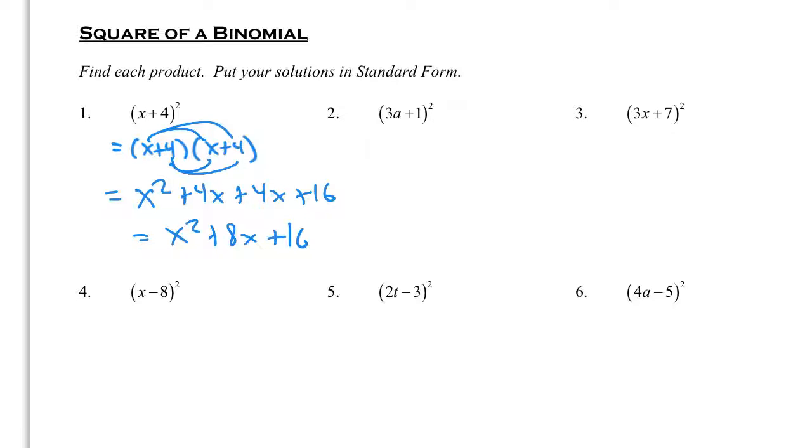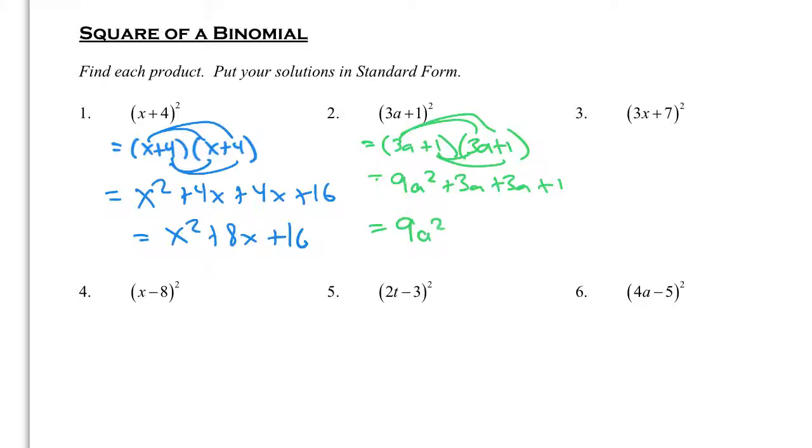Number 2. 3a plus 1 squared, I have to write it out as 3a plus 1 times itself. And then when I distribute, I get 3a times 3a, which is 9a squared. 3a times 1 is plus 3a. And then 1 times 3a is plus 3a again. And plus 1 at the end. So we get a final answer of 9a squared plus 6a plus 1.